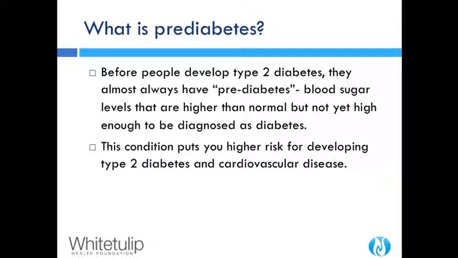What is prediabetes? Before people develop type 2 diabetes, they almost always have prediabetes: blood sugar levels that are higher than normal but not yet high enough to be diagnosed as diabetes. This condition puts you at higher risk for developing type 2 diabetes and cardiovascular disease.